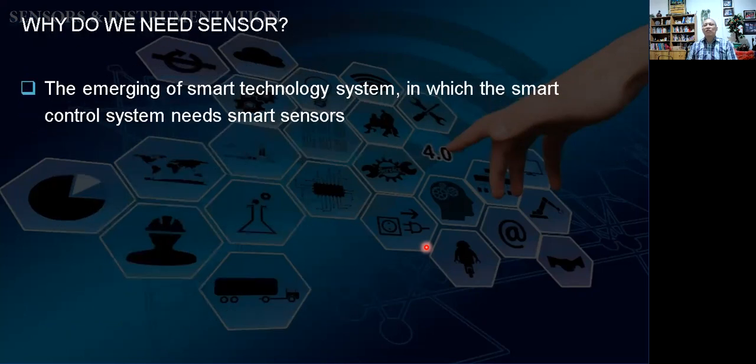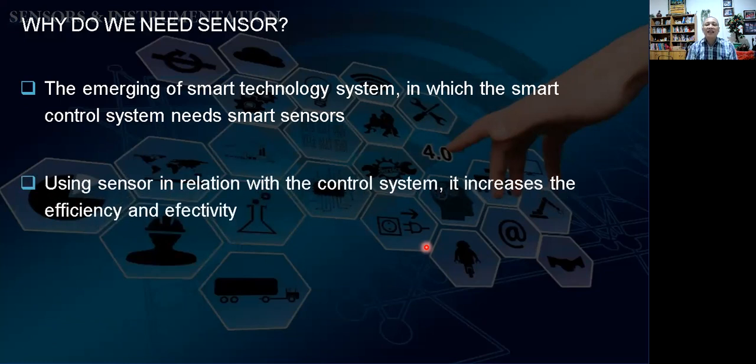Why do we need sensors? Of course, the emergence of smart technology. Everything needs a sensor because we want to respond to a certain state. So a smart control system needs smart sensors. Otherwise, how can I be smart if my input is not smart? And secondly, using sensors in relation with the control system increases the efficiency and effectivity.